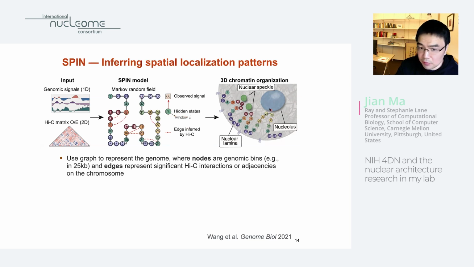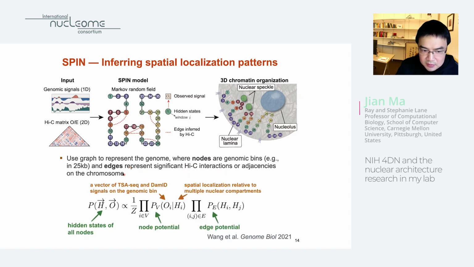These hidden states refer to their position relative to multiple nuclear bodies in the nucleus. And we have observed signals, which are the signals from TSA-seq and DamID. These edges are either between two genomic bins that are right next to each other on the genome, or between bins that have high inferred Hi-C interaction, the dashed red lines. So we use this formulation. Nodes are genomic bins. The edges represent Hi-C interactions or adjacent chromosomes.